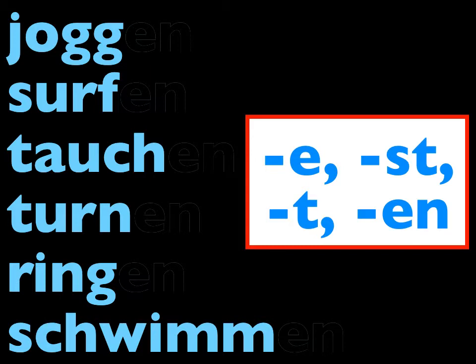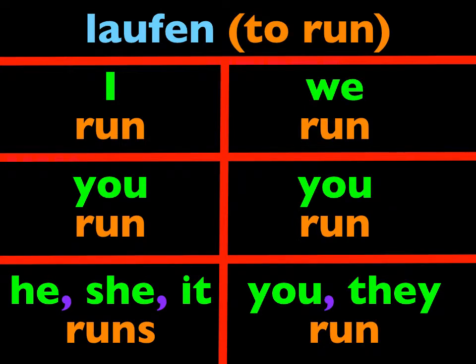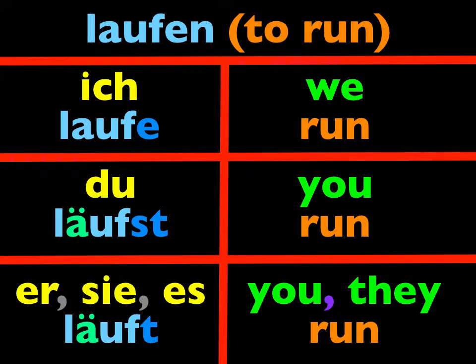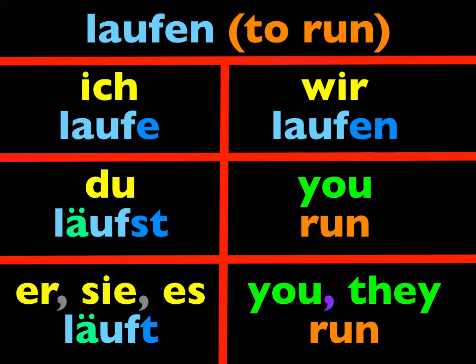So, a few of the verbs have irregularities that I'd like to point out. Let's take a look at the verb laufen, to run. Repeat the forms after me. Ich laufe. Du läufst. Er läuft. Sie läuft. Es läuft. Wir laufen.